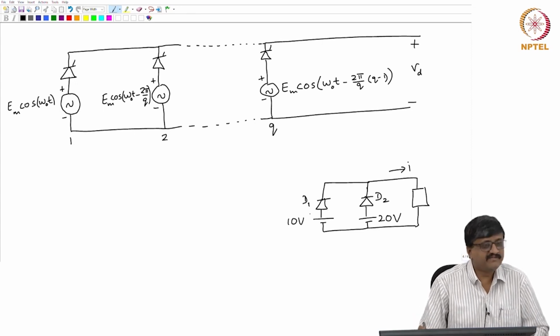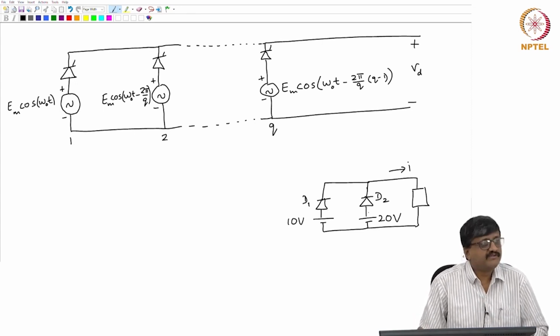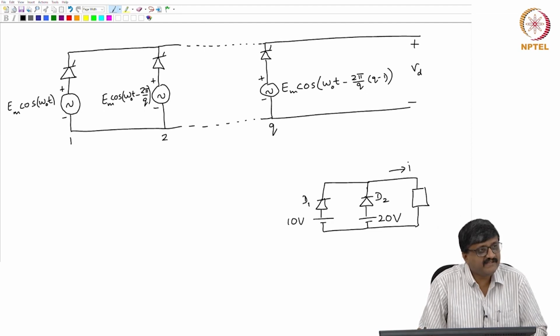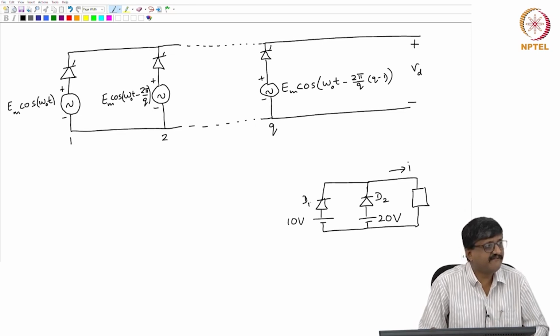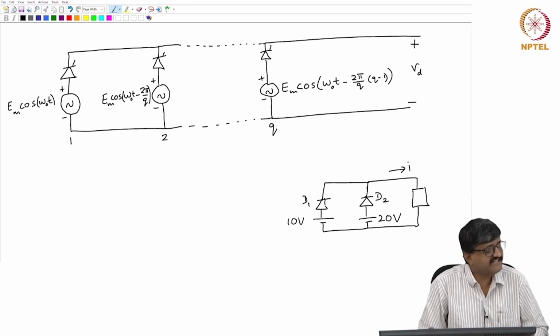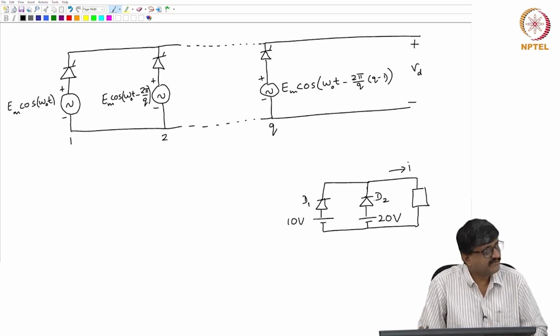D2 conducts because the cathodes of both diodes are at the same potential, whereas the anode of D2 is at a higher potential. So, it is forward biased. Once D2 conducts, the diode D1 is actually reverse biased. So, the potential of the anode with respect to cathode of D1 is minus 10 volts. So, it is a negative voltage which is appearing across D1 because D2 is conducting. So, D1 does not conduct, D2 conducts.